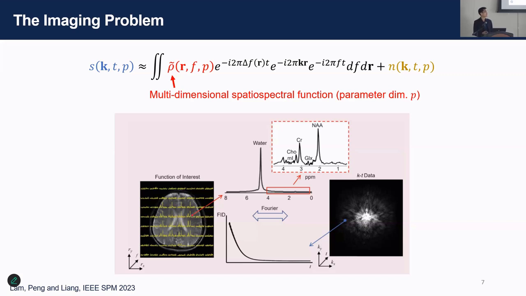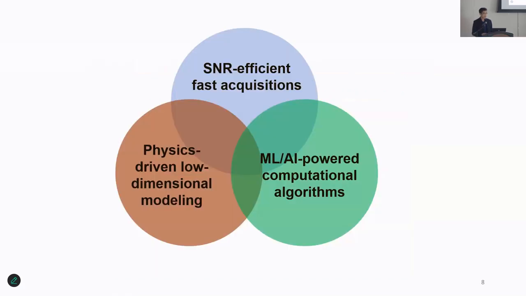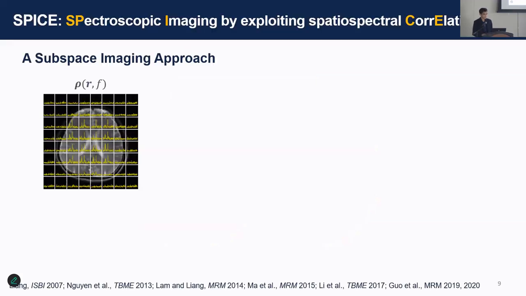So for the past 10 years, starting when I was a graduate student in Zhi-Pei Liang's lab, we have been trying to develop a new approach that allows us to integrate physics-based low-dimensional modeling, fast spin physics-based acquisition, as well as ML AI powered computational algorithms to address some of these fundamental challenges in an end-to-end fashion. One of the driving approaches that we have been using is this partial separability model and this SPICE imaging framework, in which basically we recognize that the signal coming from each voxel comes from a small number of molecules that you can actually detect in vivo.